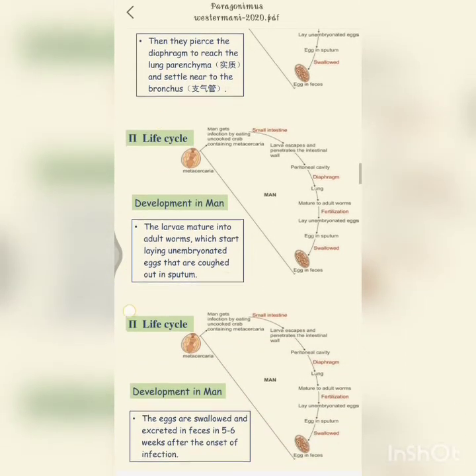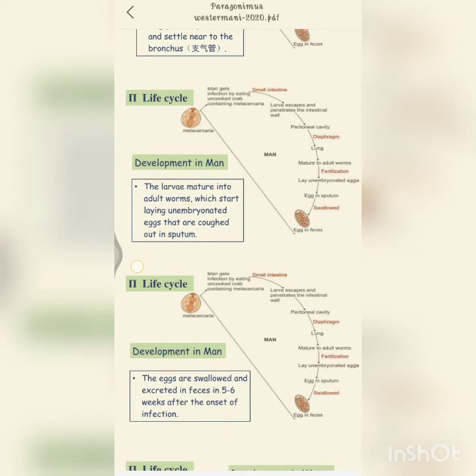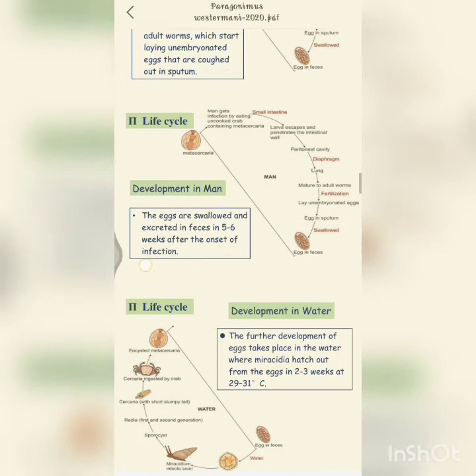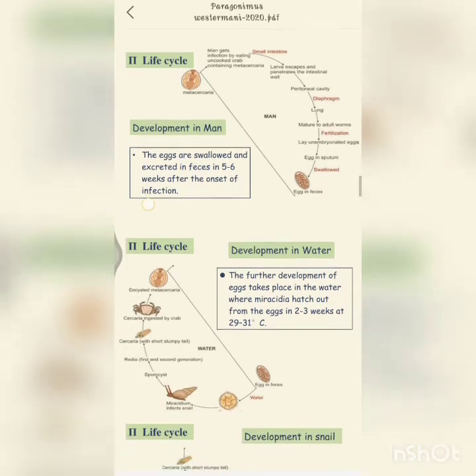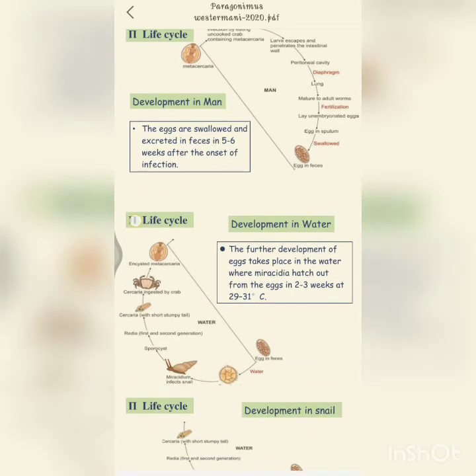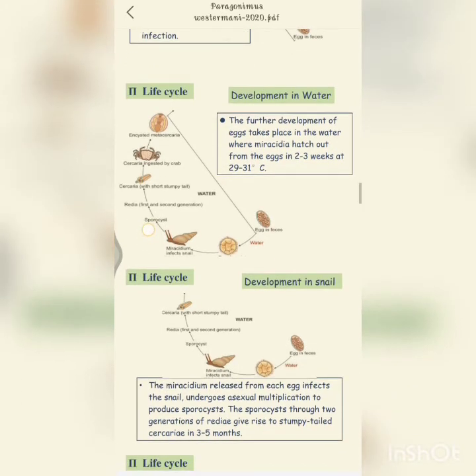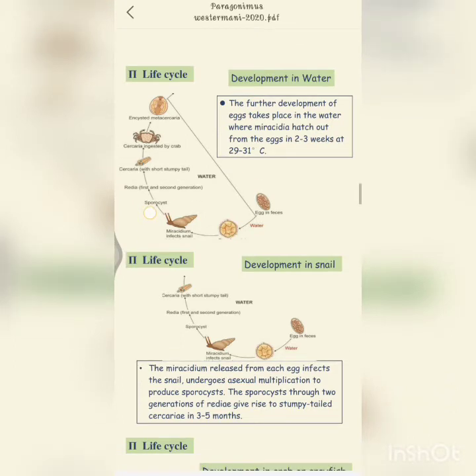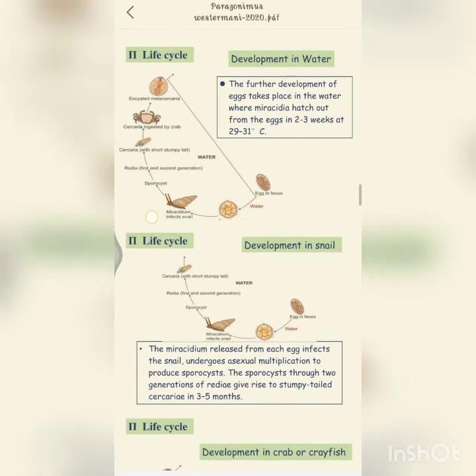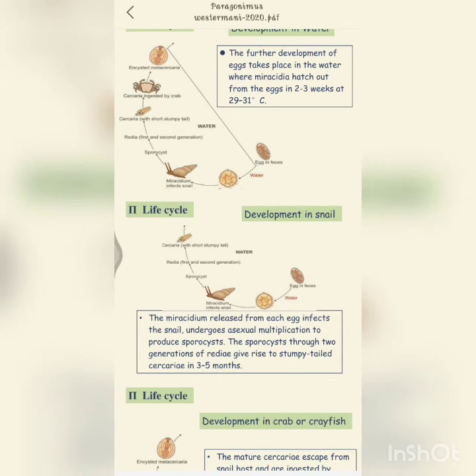So the larvae mature into adult worms which start laying unembryonated eggs that are coughed out in the sputum. The eggs are swallowed and excreted in the feces for 5 to 6 weeks after the onset of infection. And next the further development of the eggs takes place in the water, where the miracidia hatch out from the eggs in 2 to 3 weeks at 29 to 31 degrees. So it requires a warm temperature to live in the water, and next it attacks a snail.